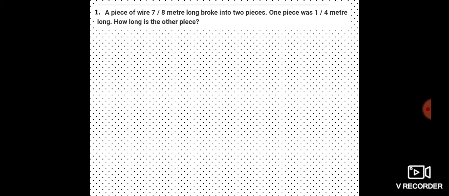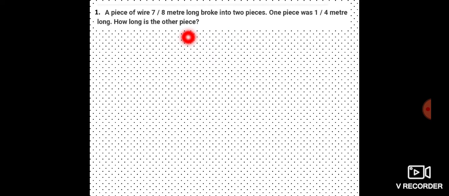In this, the first question is: a piece of wire 7 by 8 meter long broke into 2 pieces. One piece was 1 by 4 meter long. How long is the other piece?